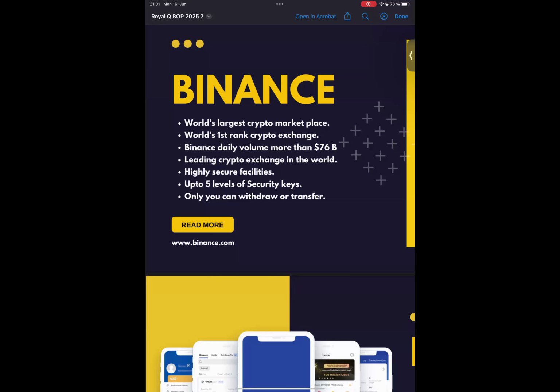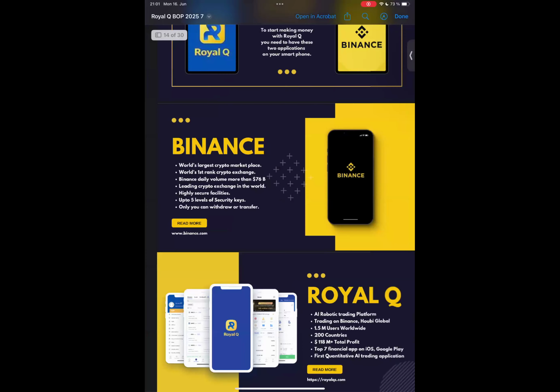It has highly secure facilities, up to 5 levels of security keys. Only you can withdraw or transfer. Do you get it? You don't have to worry if your money is on Binance. You know, some negative people were like, oh, the Binance CEO, they've arrested him. He's under house arrest, blah, blah. Was the exchange still not functioning? Everything was still moving smoothly. He was smart to have chosen another CEO before he was arrested. But it still didn't affect his platform. I hope that is clear.